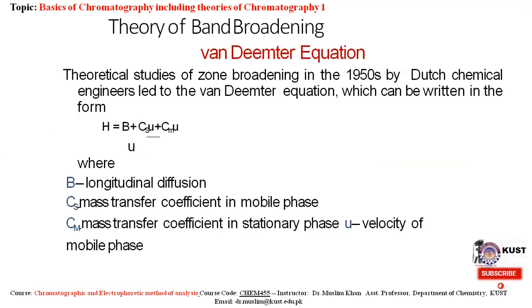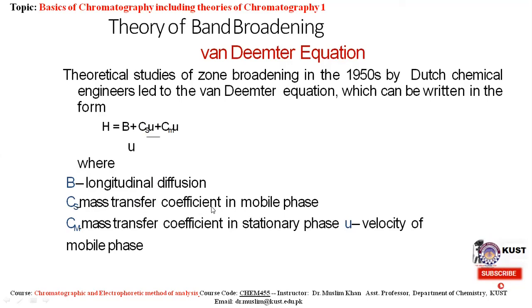The theory of band broadening is basically explained by this one-dimensional equation. The theoretical study of zone broadening in the 1950s by a Dutch chemical engineer led to the one-dimensional equation, which can be written as H is equal to B plus Cs mu plus Cm mu, where B is the longitudinal diffusion, which we will discuss.